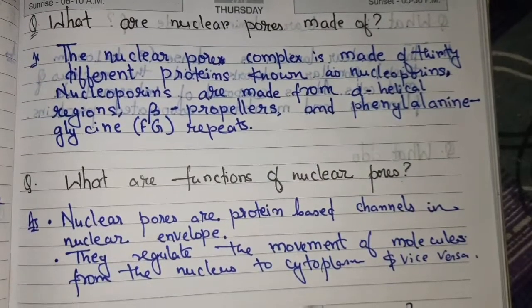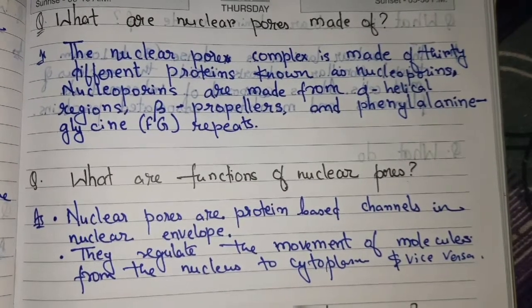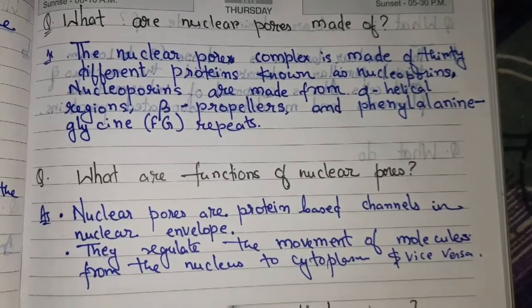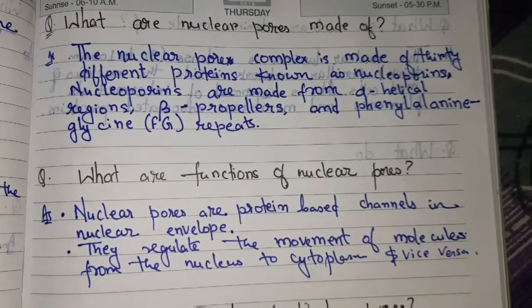The question is, what are nuclear pores made of? The nuclear pore complex is made up of 30 different proteins known as nucleoporins. Nucleoporins are made from alpha helical regions, beta propellers and phenylalanine-glycine (FG) repeats.